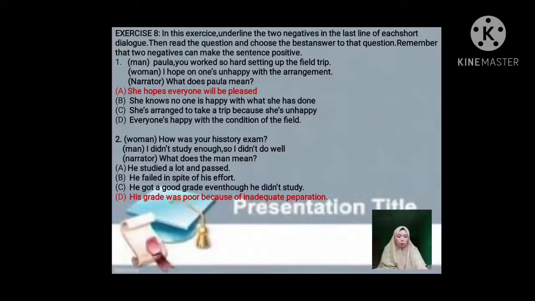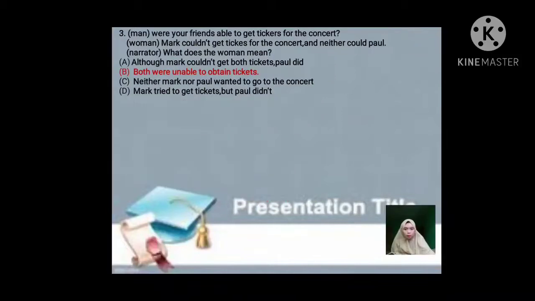Number 2. Woman, how was your history exam? Man, I didn't study enough, so I didn't do well. Narrator, what does the man mean? A. He studied a lot and beat it. B. He failed despite his effort. C. He got a good grade even though he didn't study. D. His grade was poor because of inadequate preparation.